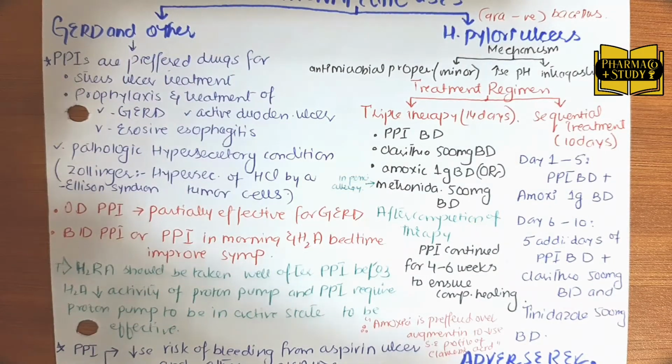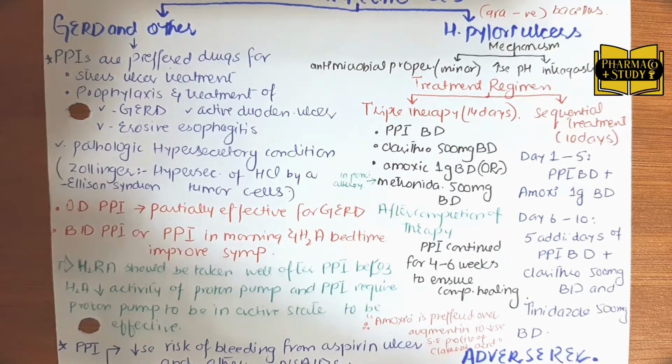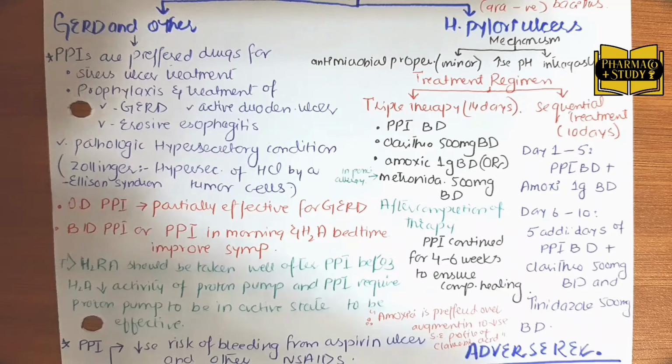Proton pump inhibitors twice daily, clarithromycin 500 mg twice daily, and amoxicillin 1 gram twice daily. Or in the case of amoxicillin allergy, metronidazole 500 mg, or the 400 mg. I think it is available in the 400 mg potency, so it is given twice daily.